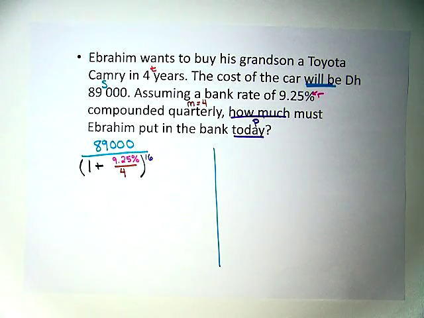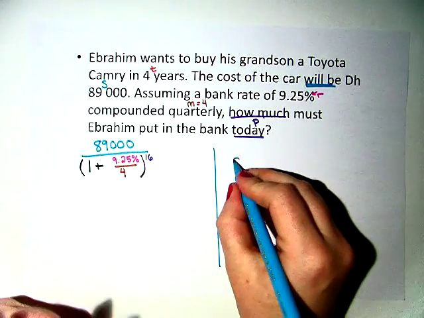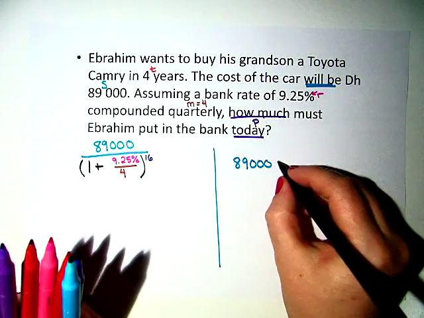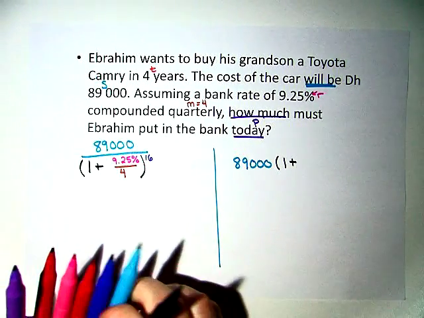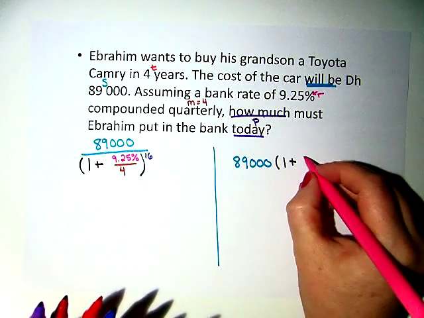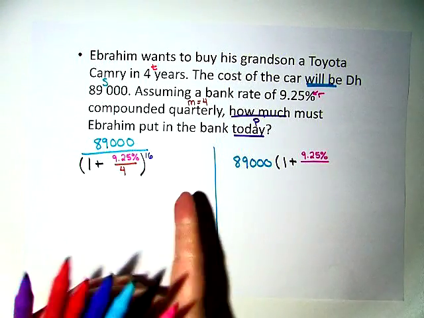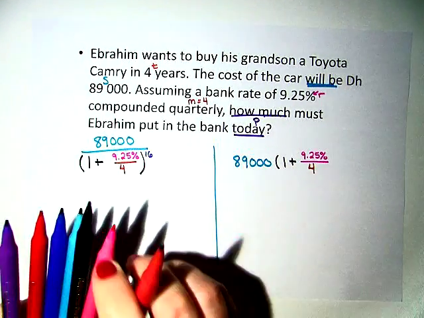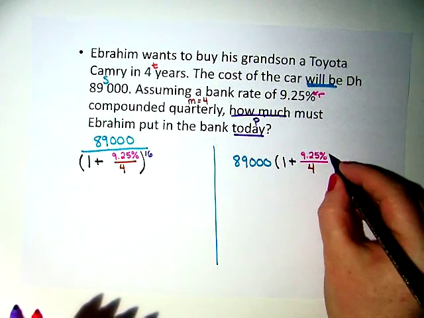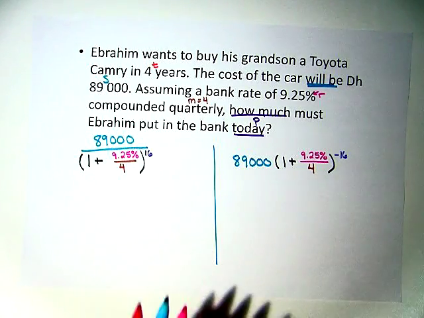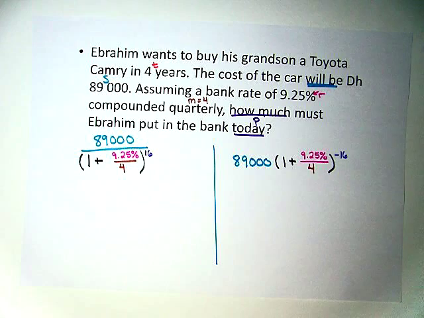Now to write it the other way, we would put 89,000, open parentheses, 1 plus 9.25% divided by 4 raised to the negative 16. Okay, so we're going to put this in the calculator both ways and see what our principal would be. So we'll get out the calculator.